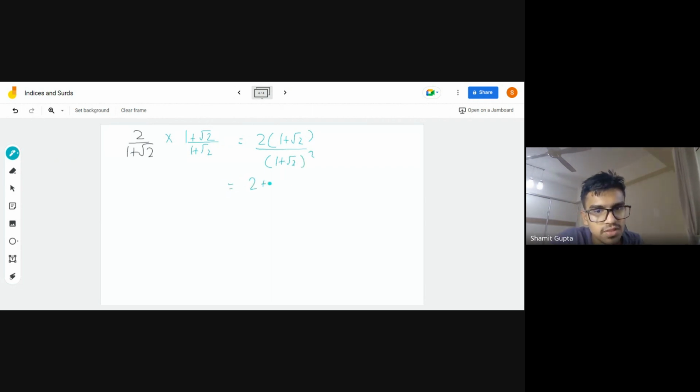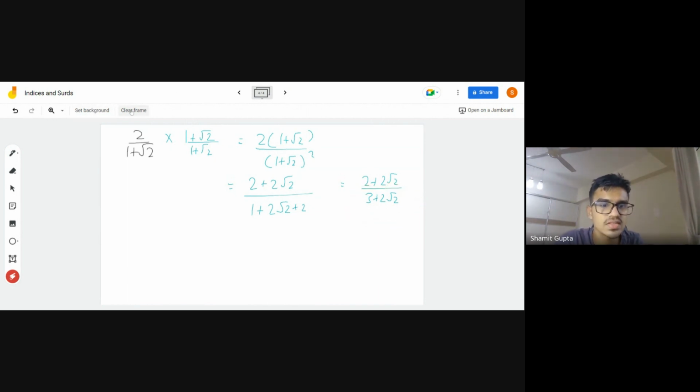So this becomes 2 plus 2 root 2 if I expand the numerator. The denominator becomes 1 plus 2 root 2 plus 2, which is 3 plus 2 root 2. So 2 plus 2 root 2 over 3 plus 2 root 2. Doesn't help, does it? My denominator still has a surd. If you try many combinations, in most of them the denominator will still have a surd.